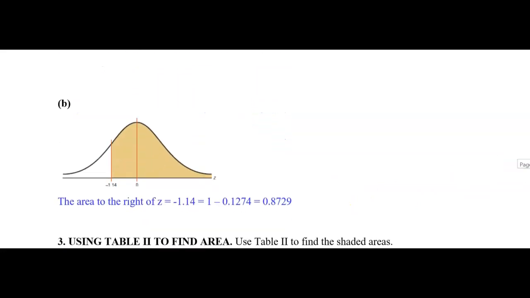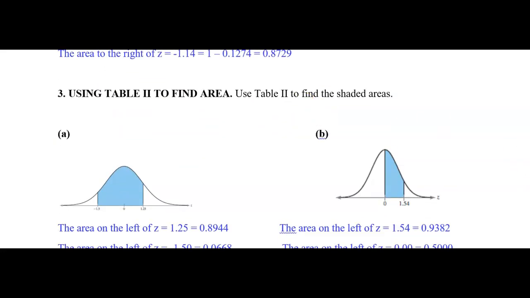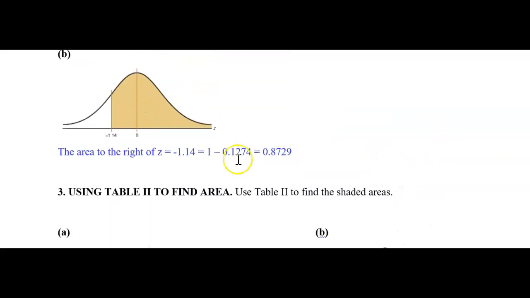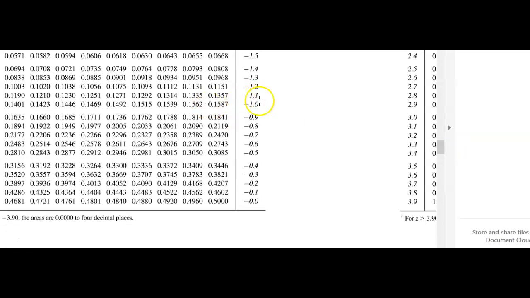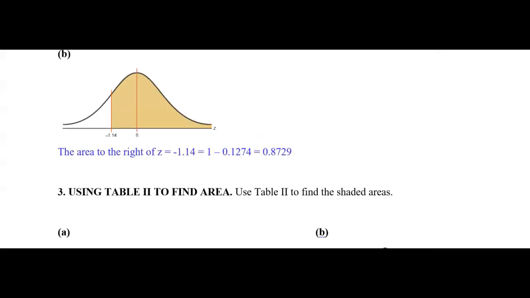Okay. What is the area on the right side of negative 1.14? The area on the right side of negative 1.14. Okay, we go to negative 1.1. Negative 1.10, 1.11, 1.12, 1.13, negative 1.14 is 1271. Again, remember though that is the area on the left side, 0.1271.